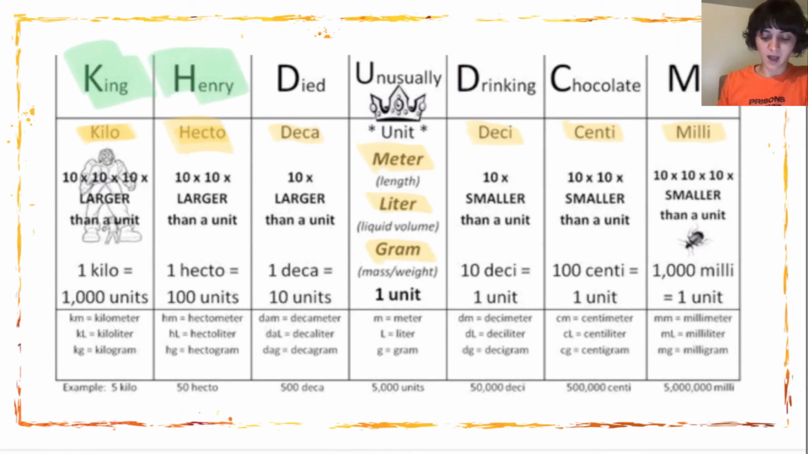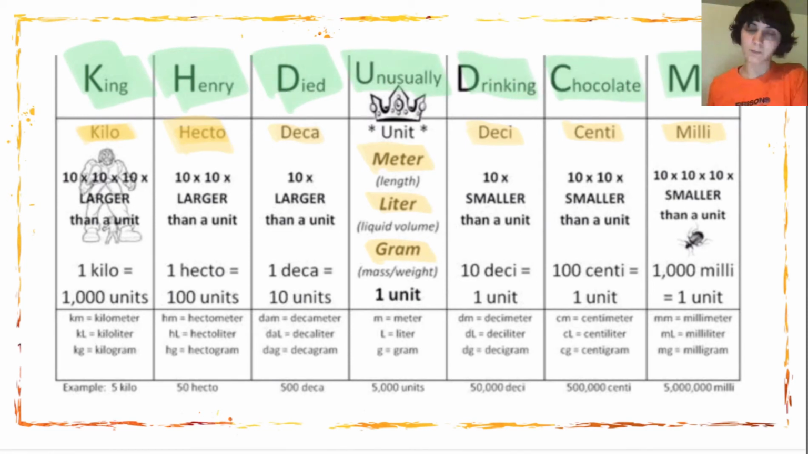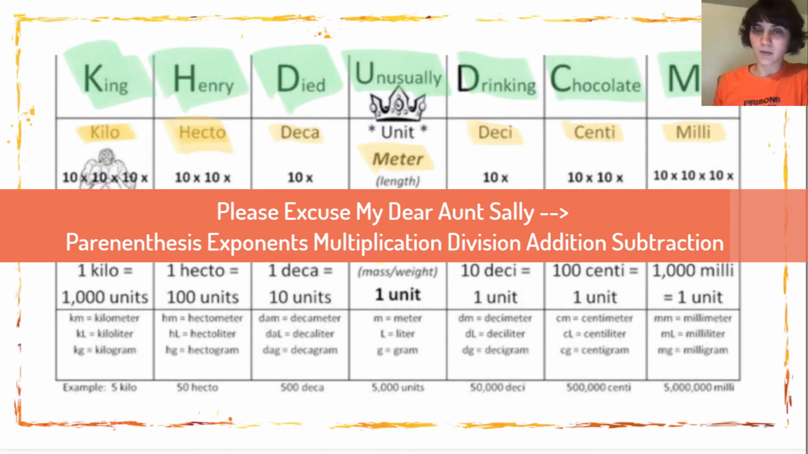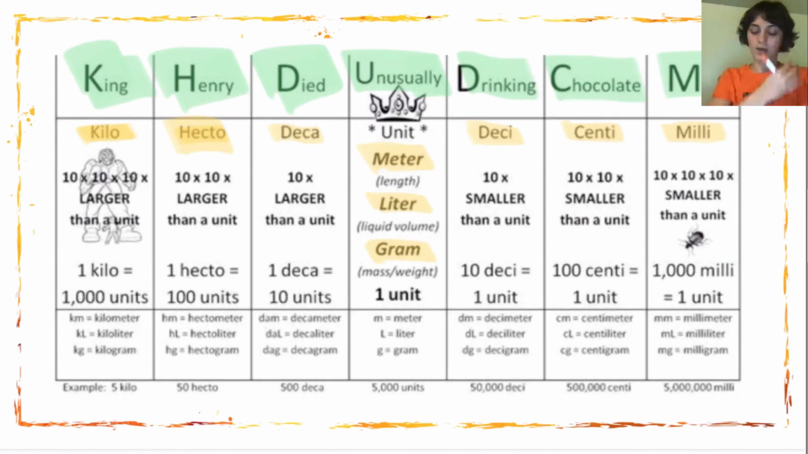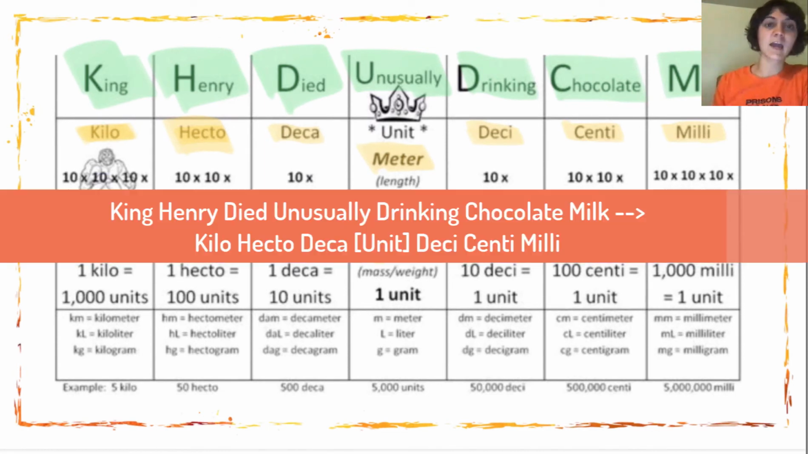So this is kind of like how we remember "please excuse my dear Aunt Sally" for PEMDAS, right? So to remember all the units in the metric system, we can say King Henry died unusually drinking chocolate milk. So king for kilo, Henry hecto, died deca. Unusually is just whatever unit we have, the meter, the liter, the gram. Drinking is deci, chocolate is centi, and milk is milli.